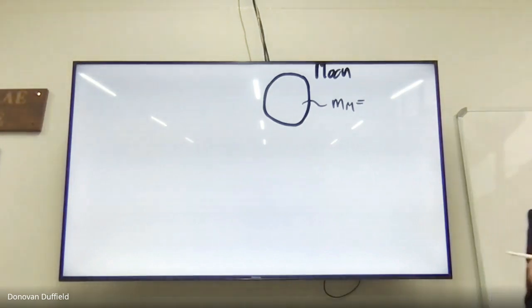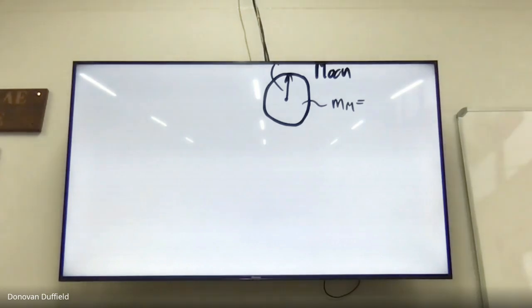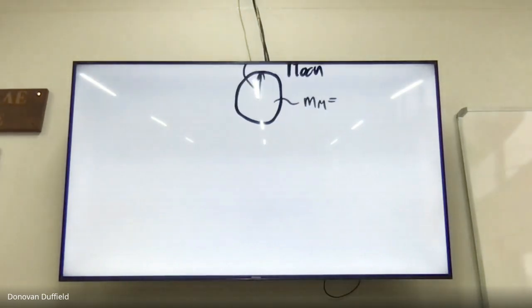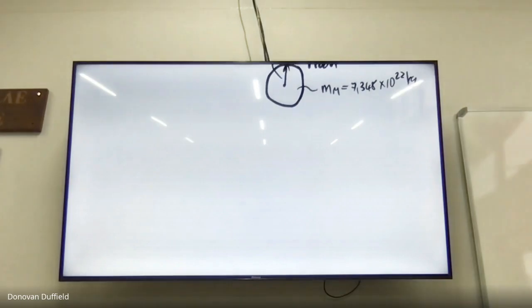Just go and check quickly. And I want the radius of the moon, please. I'm going to round to 3 decimal places. 7.348 times 10 to the 22 kilograms. Radius of the moon? 1,737.4 kilometers. That's fine.